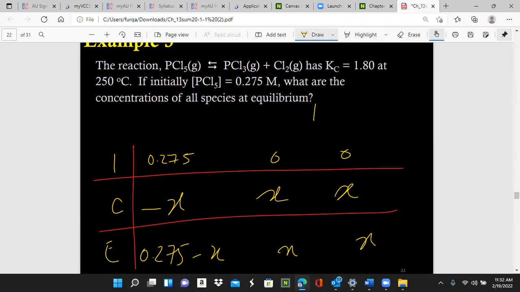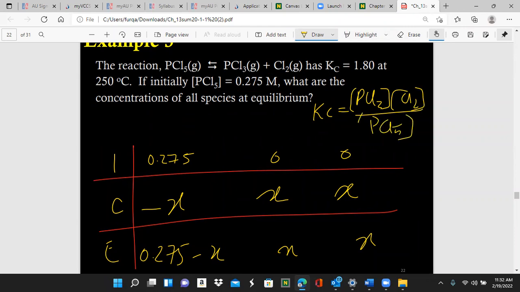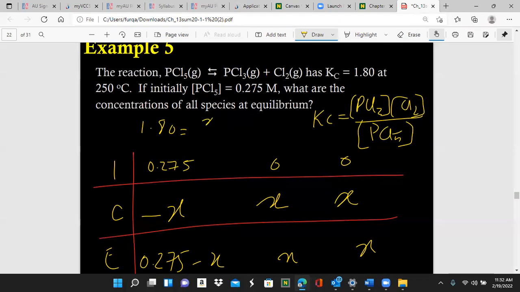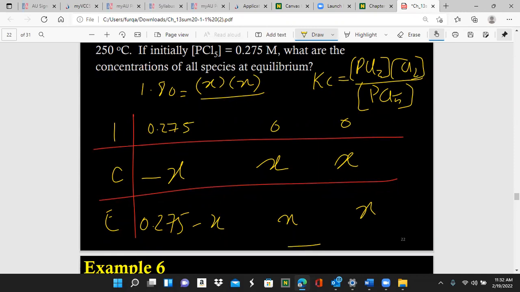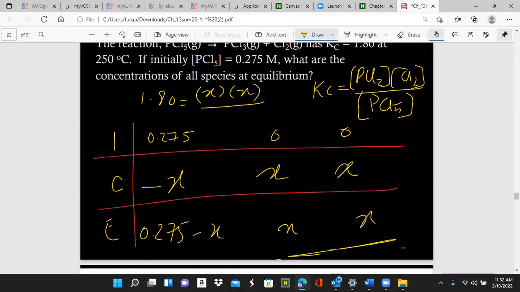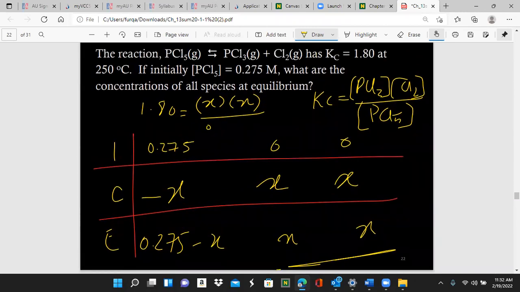So Kc, the expression, is Kc equals PCl3 and Cl2, and then I have PCl5. If I plug the numbers in, that's going to be 1.80 equals x times x, which becomes x squared, the concentration of products, divided by the concentration of reactant, which is going to be 0.275 minus x. And then how am I going to solve this?